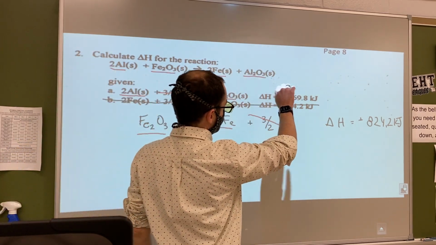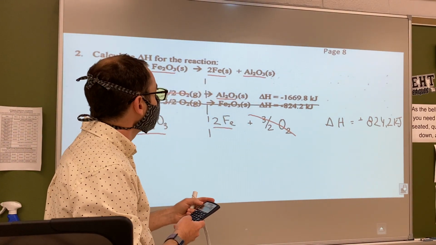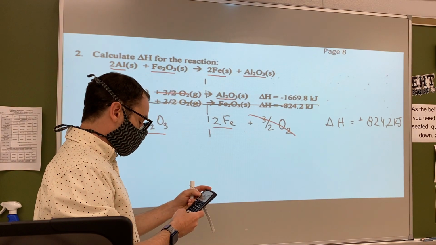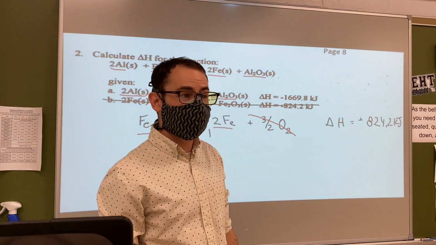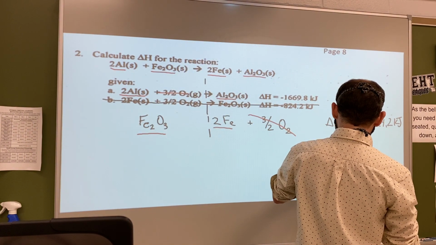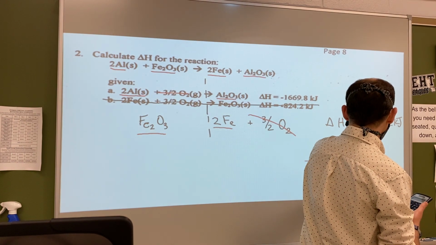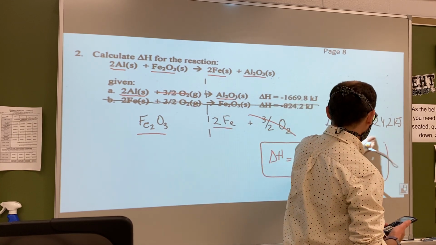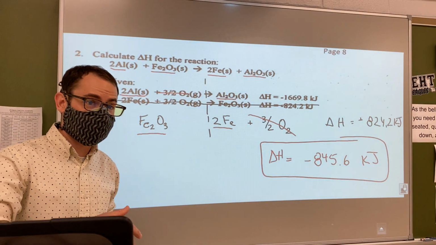So now all we have to do is add these 2 numbers together. So we go, all right, negative 1669.8 plus 824.2, and I'm sure you guys got somewhere around negative 845.6. Yeah, all right, cool. So we just add them up, we get negative 845.6 kilojoules, and that equals delta H. All right, any questions with that one or the previous one? No? All right.